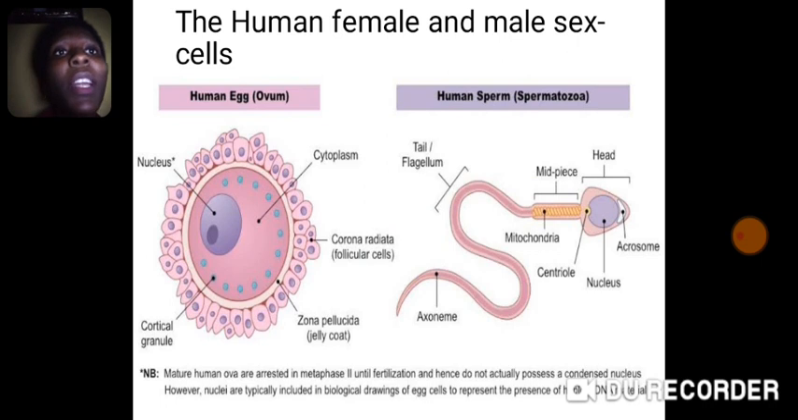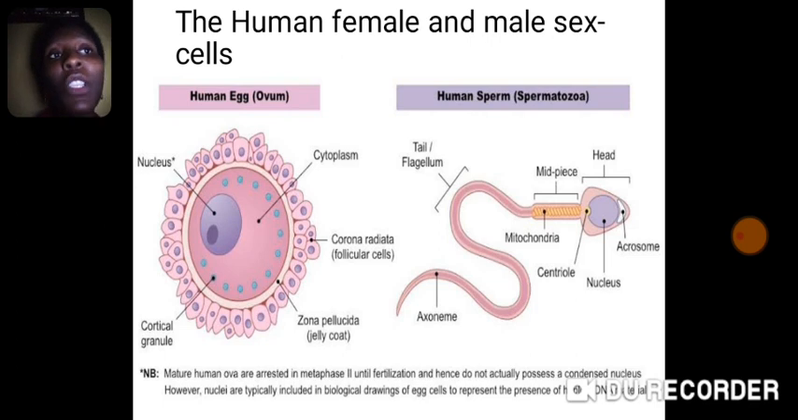So taking a look further at the human female and male sex cells, let's take a view of what these sex cells look like. Looking at the human egg, we have different components: the cytoplasm, the corona radiata, which are also called the follicular cells, the zona pellucida, also called the jelly coat, the cortical granule, and the nucleus. So these are the components of the human egg.